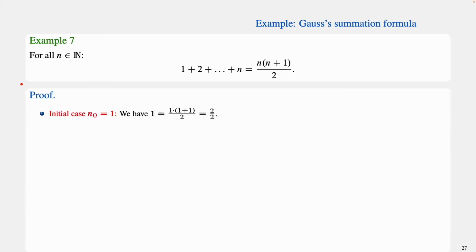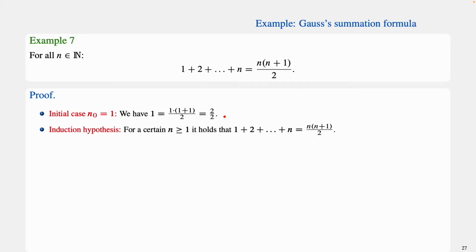using an inductive proof. We start with the initial case n0 equal to 1, which is easy to check. We have 1 equal to 1 times 1 plus 1 divided by 2, so we plug in 1 for n here, and this is 2 divided by 2, which is equal to 1. So the initial case is done.